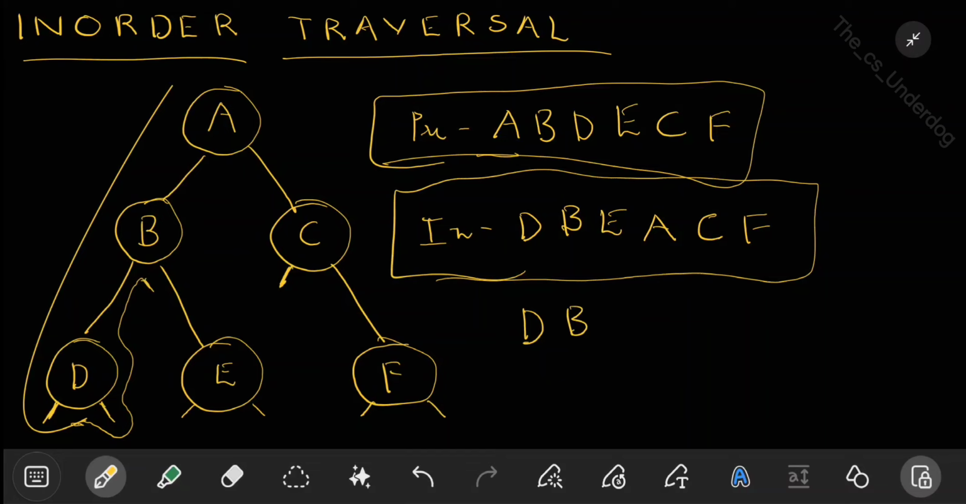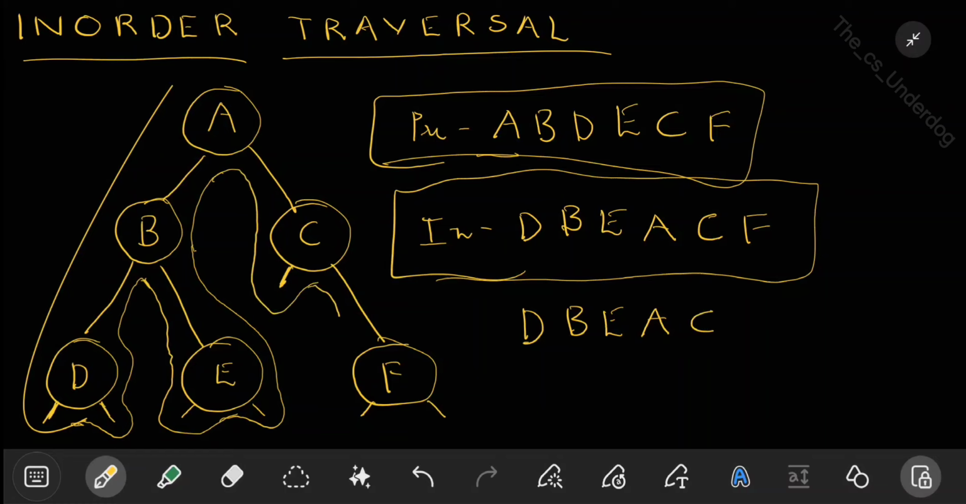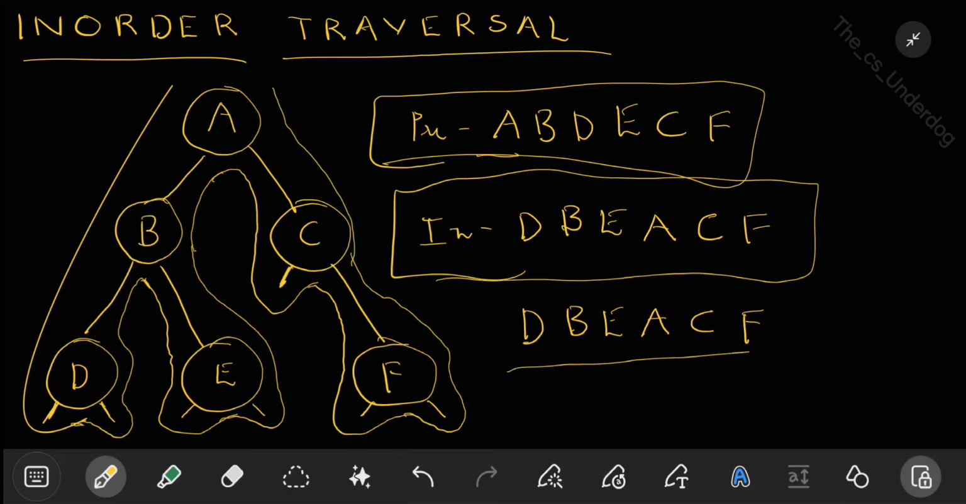So after this, I'll continue. First visit of E, second visit of E. Whenever it is second visit, I'll write it down. Again, I'm going through third visit of E, third visit of B, second visit of A. So when it is second visit, I'll write it down. First visit of C, second visit of C. So I'll write C. Again, I'll come down. First visit of F, second visit of F. So I'll write F. Then I'll go through third visit of F, third visit of C, and third visit of A. So I got the order D, B, E, A, C, F, which is exactly the same as the in order sequence.